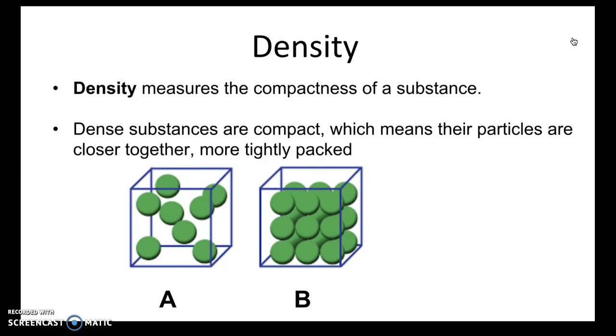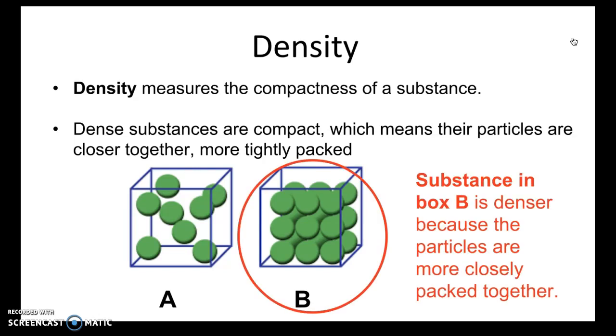We have at the bottom here an image of two different substances, one in box A and one in box B. Based on the definition of density, which substance is more dense, the one in box A or B? Pause the video now. When you press play, the answer will be revealed. All right, so the substance in box B is denser, and that's because the particles are more closely packed together. You don't see a lot of spaces in between, whereas in box A, there's a lot of space in between the particles.